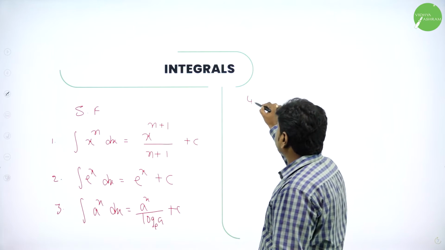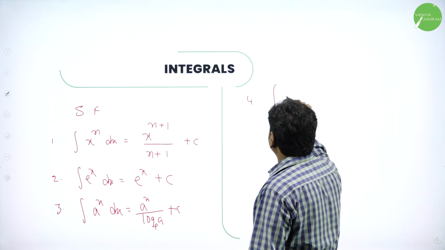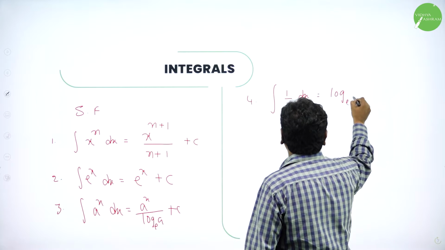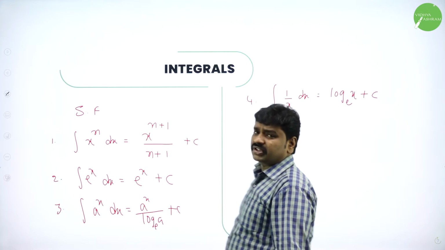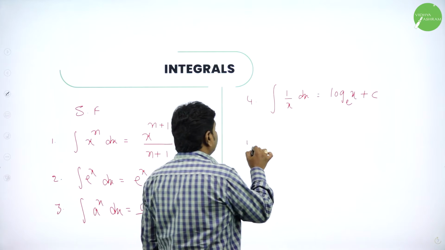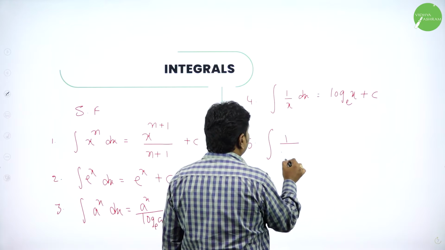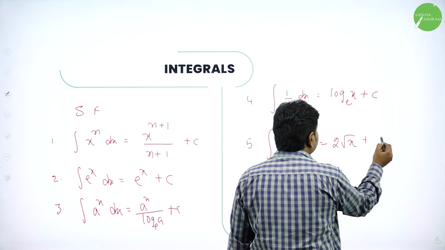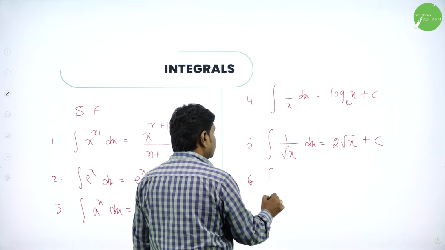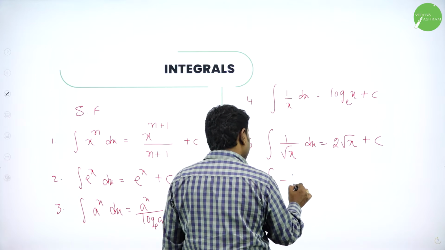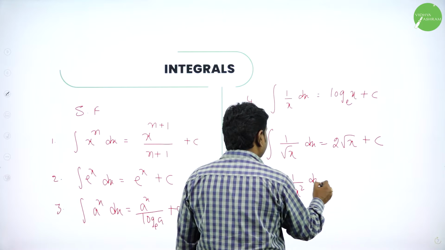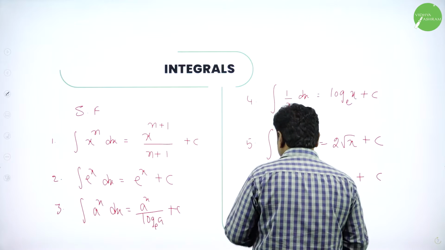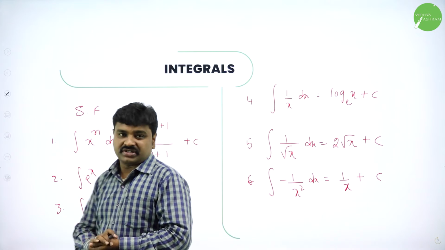And the fourth standard function is integration of 1 by x. What is integration of 1 by x? Easy, it is log x, because you know the derivative of log x is 1 by x. That's why integration of 1 by x is log x. The fifth one is integration of 1 by root x, which is 2 root x plus c. And the sixth one is integration of minus 1 by x square, which is 1 by x plus c. So these are the 6 standard functions.